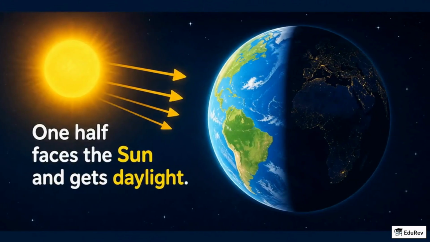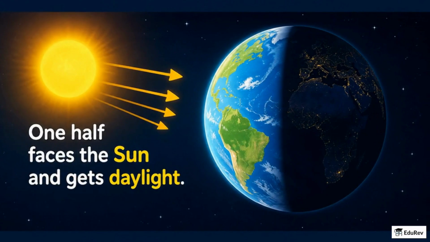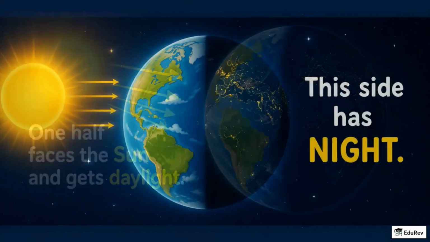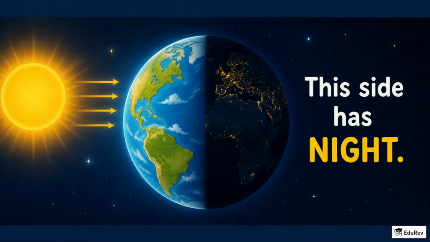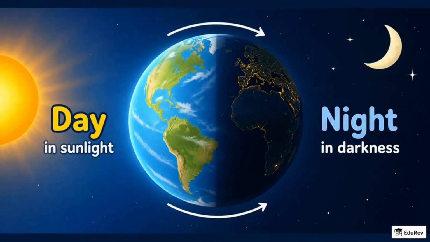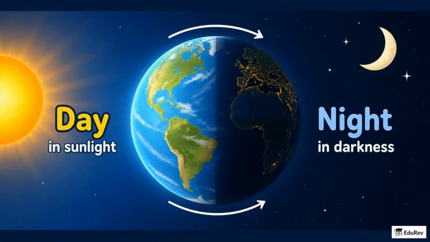At any time, only one half of the earth faces the sun and gets daylight. The other half faces away from the sun and has night. As the earth keeps turning, places move into sunlight and then back into darkness.